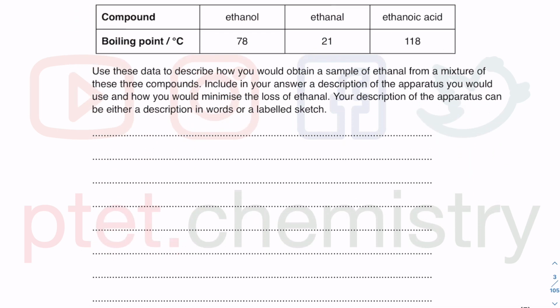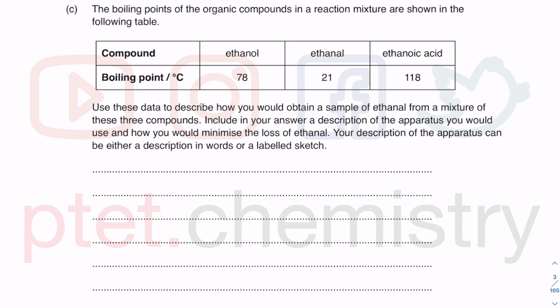What else do we know here? Describe how you obtain a sample of ethanal from a mixture of these 3 compounds. Describe how you can obtain it. So you've got to talk about a description of your apparatus. In fact, you also need to talk about minimizing the loss of ethanal. You can describe in words or a labelled sketch.